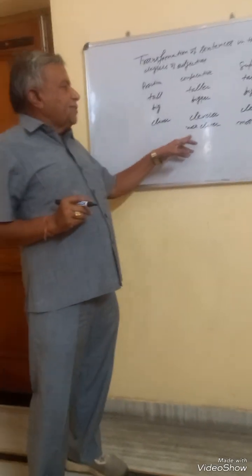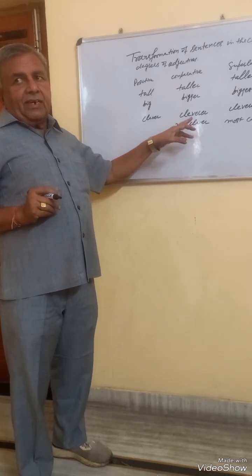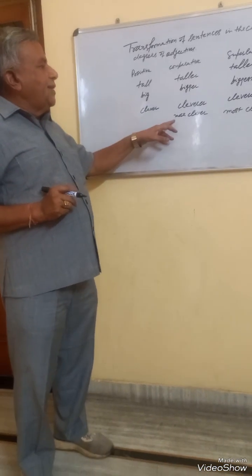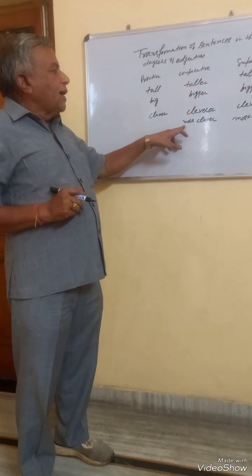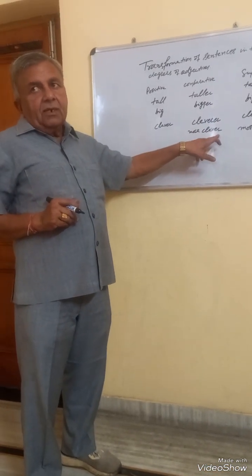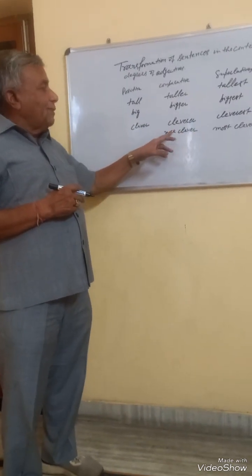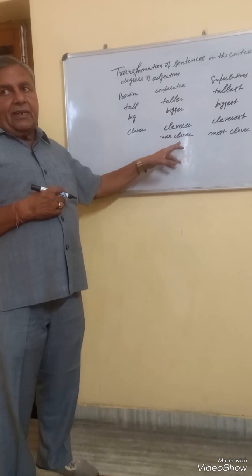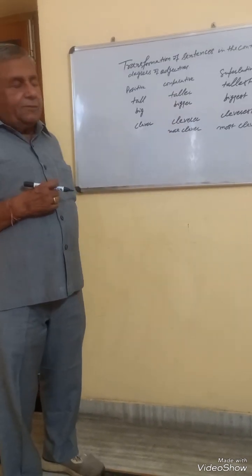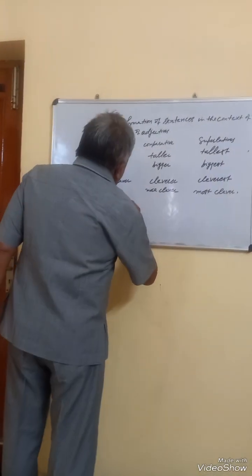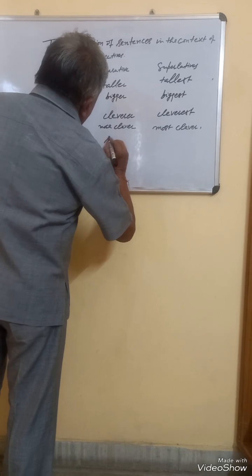Sometimes we commit the mistake of using both more and ER. That is not admissible. We cannot say he is more cleverer than his brother. Either we will use more or we will use cleverer. So they cannot be combined together. We cannot use ER and more simultaneously. Then it becomes the double use, and that is not acceptable grammatically. And there are the simpler, simplest.